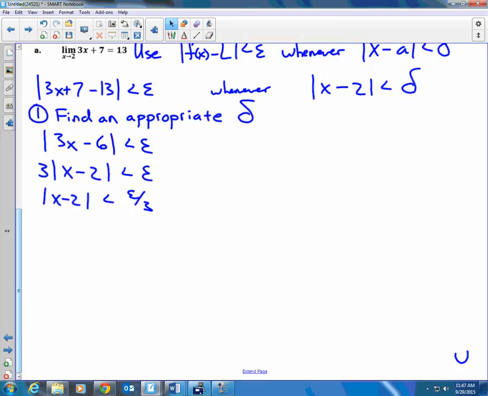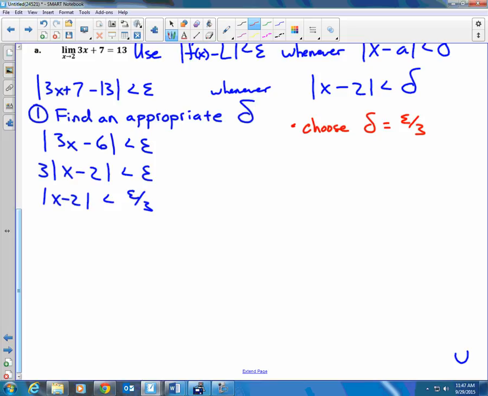So therefore, we can choose delta equal to, anybody know what delta should be equal to then? Epsilon over 3. So this work shows me that I choose delta to be epsilon over 3 because this looks like that, correct? Just instead of a delta, I have an epsilon over 3. So I made the right choice.